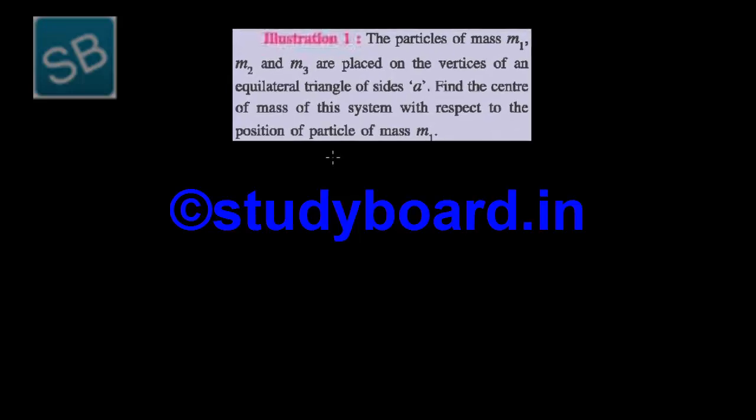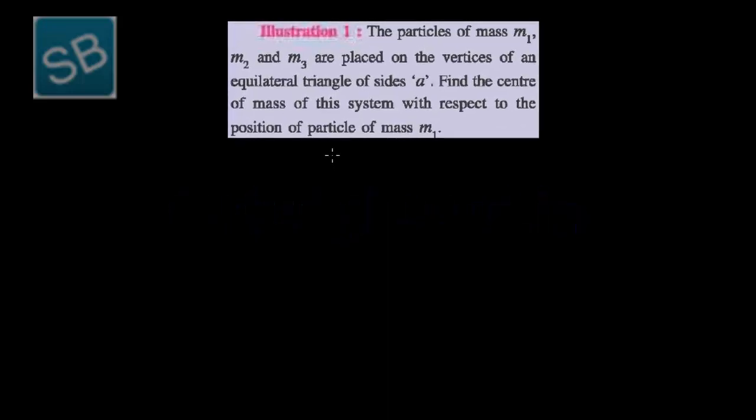So let's start some illustrations related to the theory of center of mass and Newton's second law of motion correlation. The first illustration in your textbook is given as: particles of mass m1, m2 and m3 are placed on the vertices of an equilateral triangle of side a. Let me first draw the figure of such an arrangement.